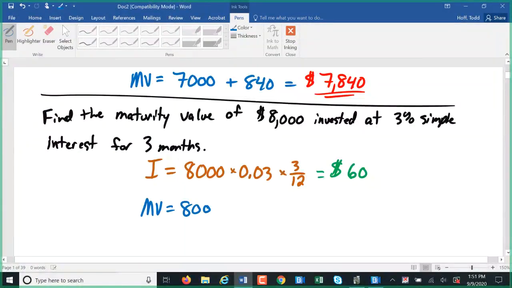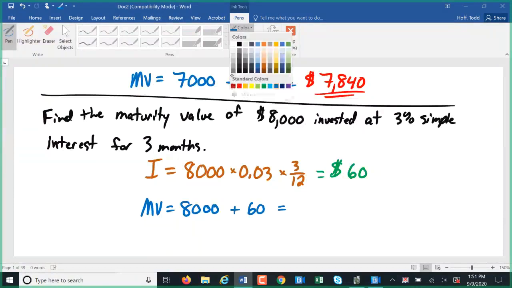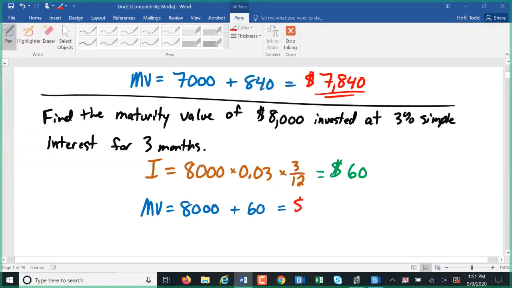So the maturity value is our 8,000 principal plus the $60 in interest, giving us a maturity value of $8,060. Any questions?